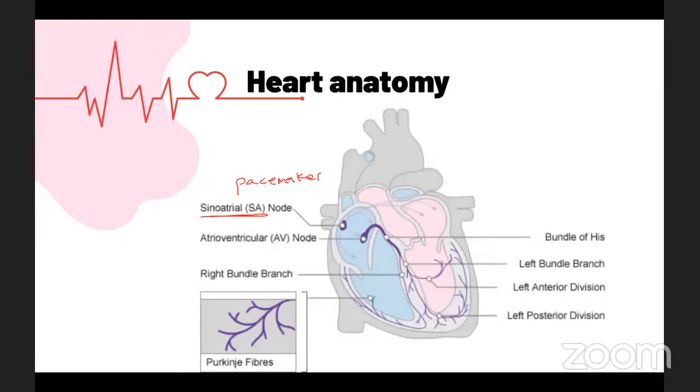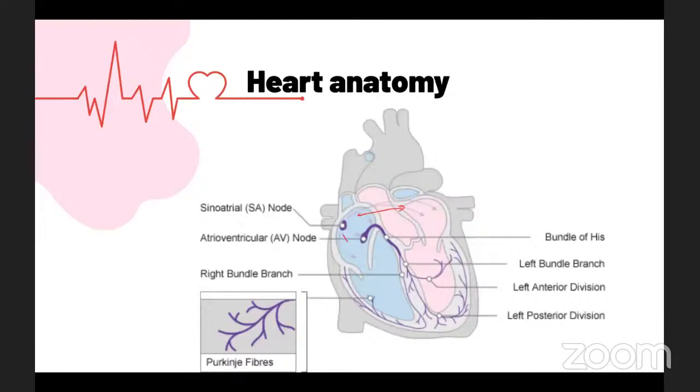And how you can remember that it's on the right atrium, the right side of the heart, is because your right hand is your dominant hand. So you write with your right hand, you draw with your right hand, you eat with your right hand, you do everything with your right hand. So the heart as well has the sinoatrial node, the pacemaker, on the right side. Makes sense, right?